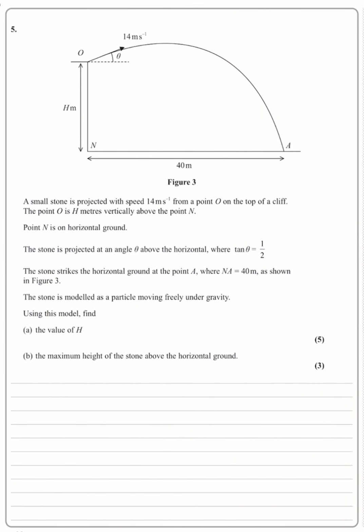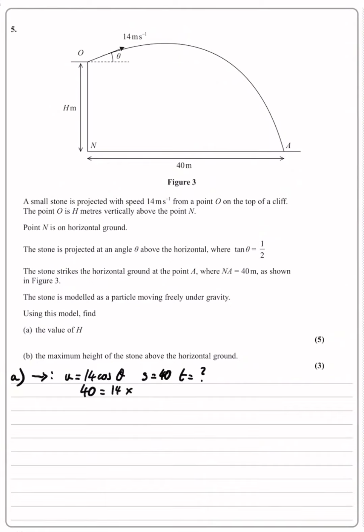All right, question 5, projectile motion. I'm going to look at the horizontal direction to begin with. The initial velocity is 14 cos theta. The displacement is 40. We've got to work out the time. Of course, there's no acceleration in the horizontal plane. Acceleration will only come in the vertical plane due to gravity. So s equals ut, 40 equals 14 cos theta times t.